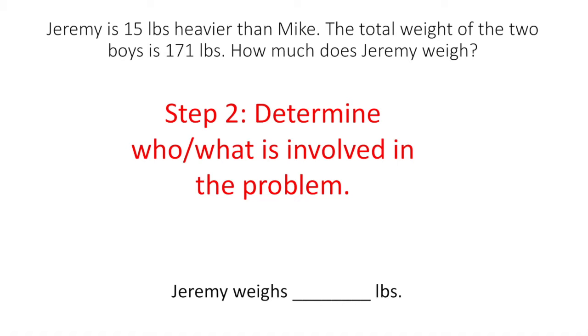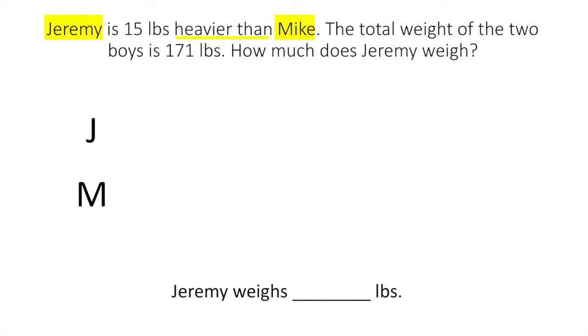The next step is to determine who or what is involved in the problem. This will help me decide whether to set the problem up as a comparison or a part-whole model. Jeremy is 15 pounds heavier than Mike. The word heavier tells me that I'm comparing two things. In this case, I'm comparing Jeremy's weight to Mike's weight. So I will set up a comparison model since I'm comparing two things. I'll label one bar J for Jeremy and the other M for Mike.